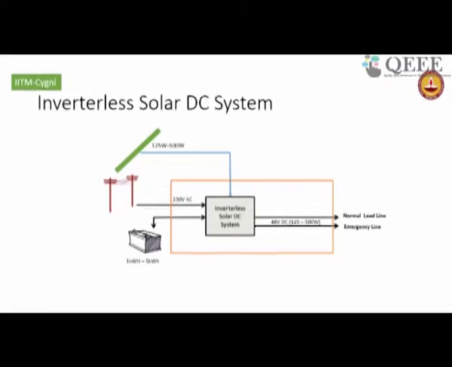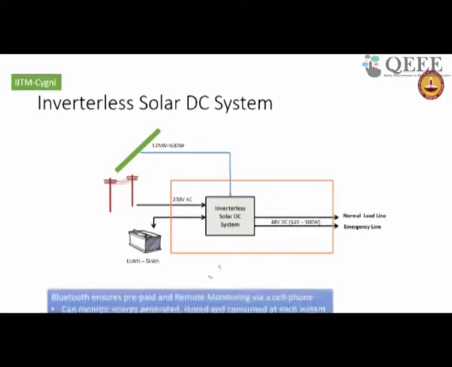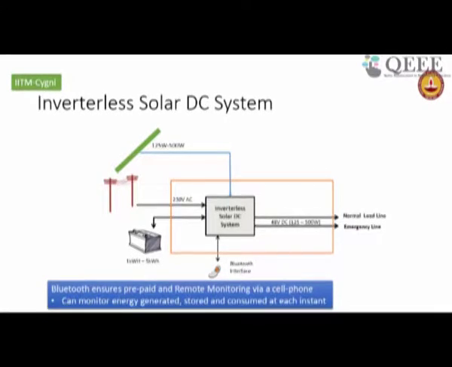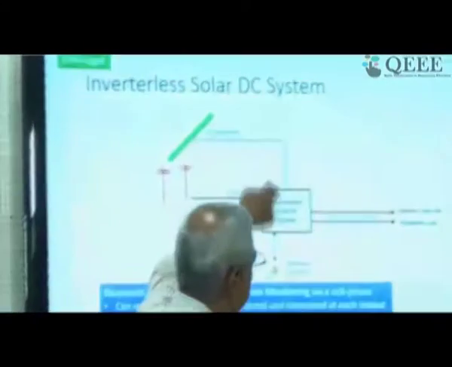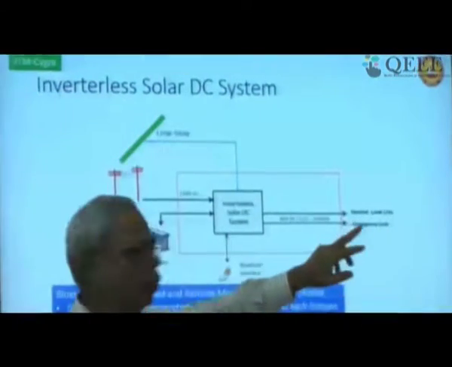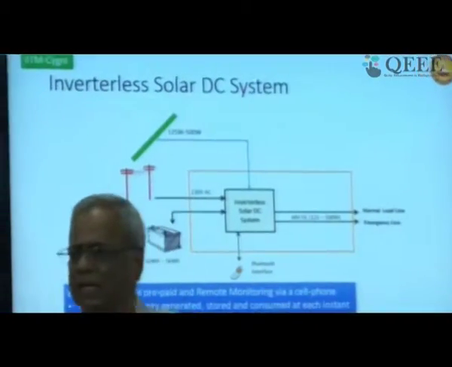And of course, you also have Bluetooth, so that you can do prepaid, you can do all kinds of things. This is a system called inverterless that we created as the first solar DC system. As I told you, if you go from solar directly to the load, and we did two loads, one normal line, one emergency line.